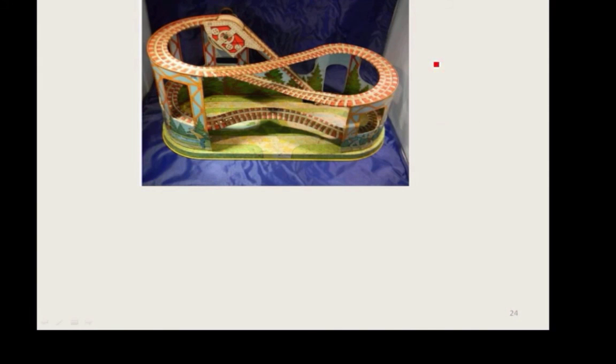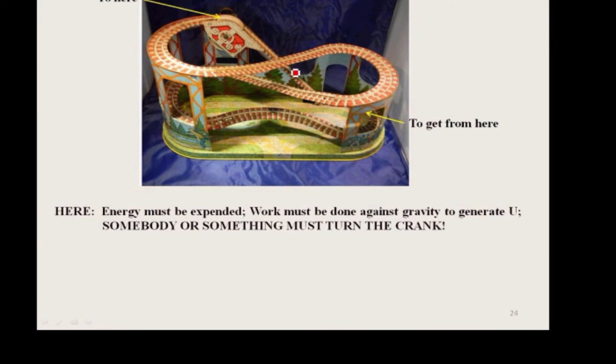Let's go to the toy that we have here. It's a roller coaster. We start here and we end up here. Okay, so how do we do that? Well, I haven't ever seen this toy before, but it seems to have a mechanical device here which can lift a car from here up to here. We know that if we do that, we're going to have energy expended in order to do that. So we have to do work against gravity to generate this U, the potential energy that we have up here. So somebody or something must turn the crank. So somebody has to do the work.